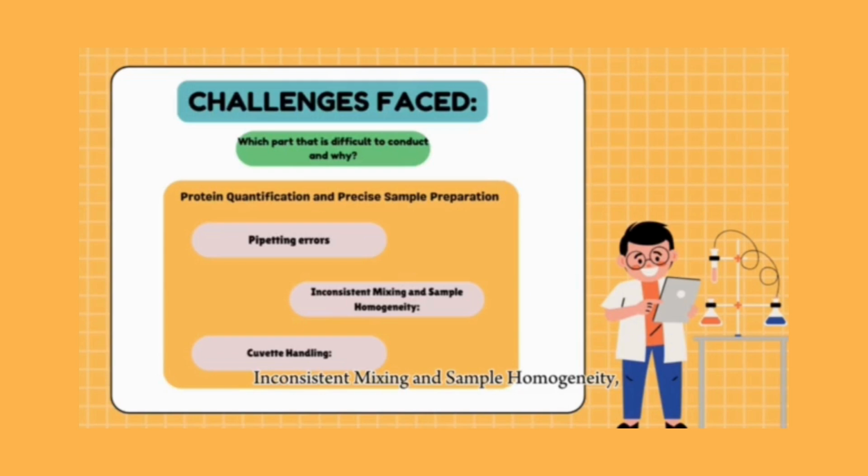Inconsistent mixing and sample homogeneity. Protein can aggregate or precipitate, especially if not handled or buffered correctly, leading to non-uniform absorbance. Cuvette handling, such as fingerprints, bubbles, or improper alignment, can cause light scattering or absorption errors, affecting precision.